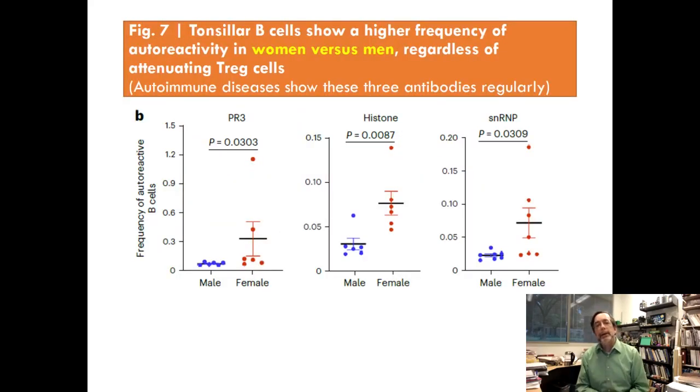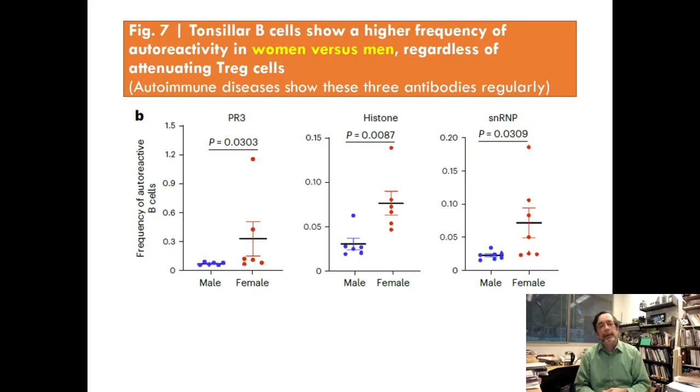The last thing to talk about is how women have more autoimmune diseases than men do. And so they tested this in their own little tonsillar system. Their little tonsils, so they had some from women and some from men. And they tested the frequency of autoreactive B cells to particular autoantigens. You notice that the one in the middle is histones, which is something that DNA wraps around, should be inside the cell. You should not have autoantibodies against histones. It doesn't do you any good. And in fact, it causes you problems. If histones get exposed, you react with your histones.